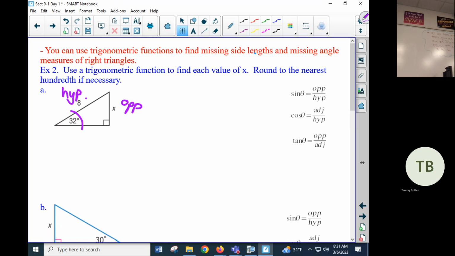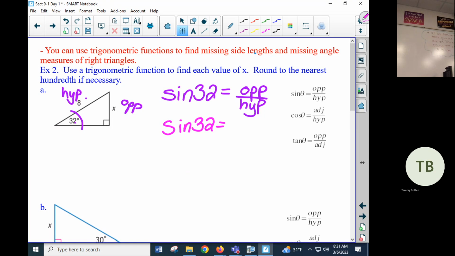When you do these problems, I only use sine, cosine, and tangent. I do not use the cosecant, secant, and cotangent. I only use these 3. And sine is the one that we're gonna do. So I'm gonna go sine of my angle 32. Now it's defined, you guys could skip this step. Sine is opposite over hypotenuse. So then what I'm gonna do is just substitute those 2 sides in here. So the opposite side is x, the hypotenuse is 8.